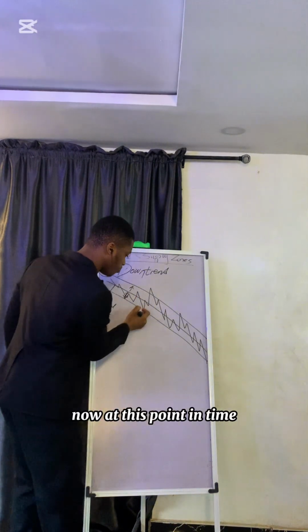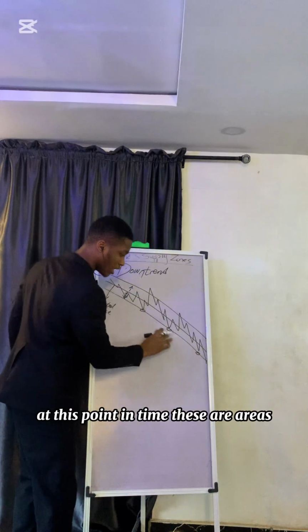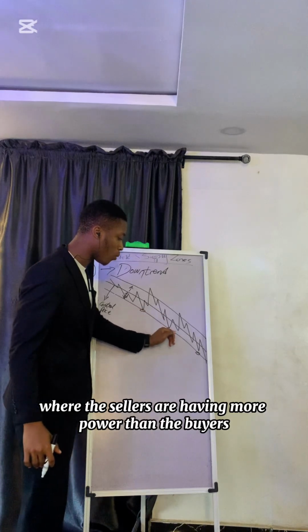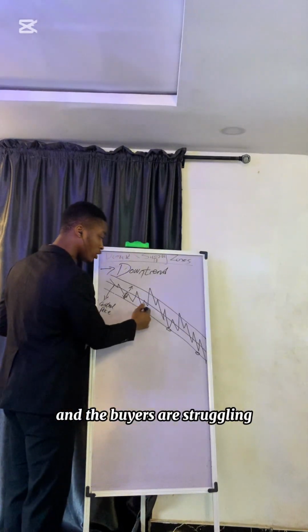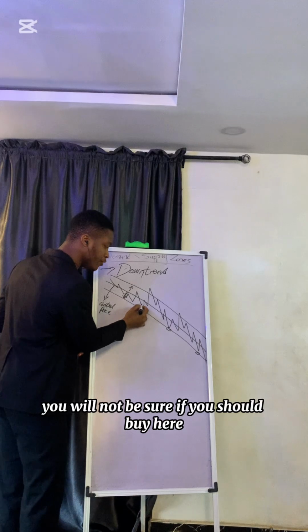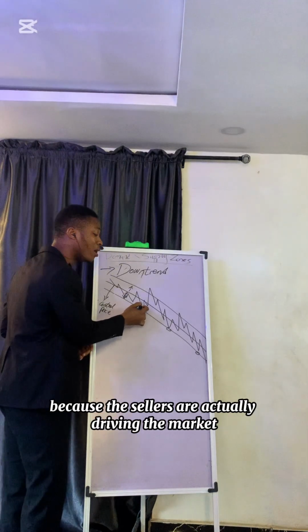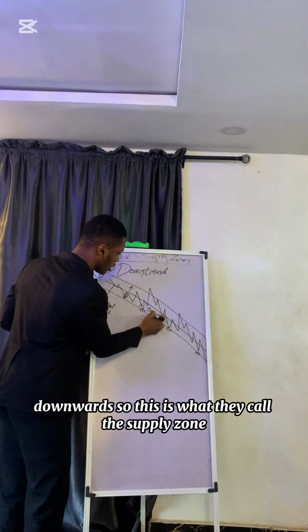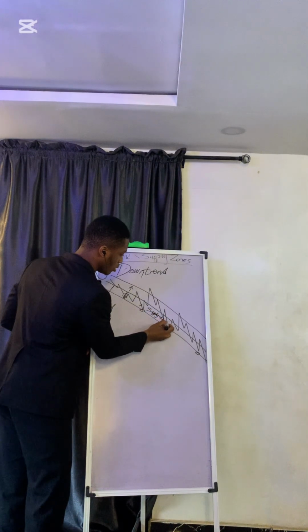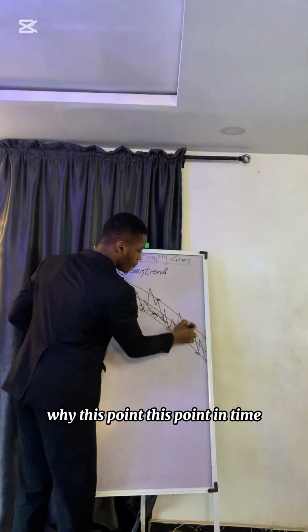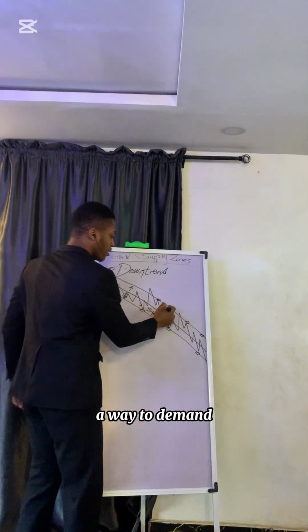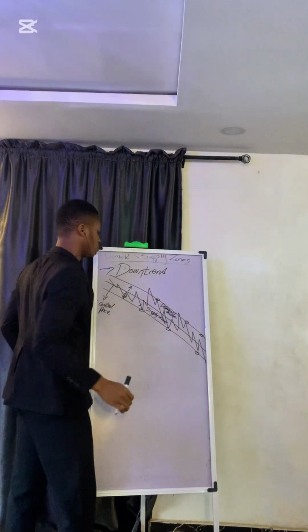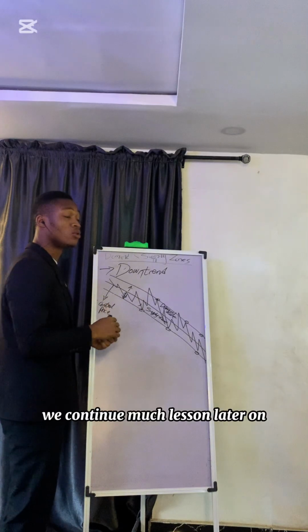At this point in time, these are areas where the sellers have more power than the buyers, and the buyers are struggling. At this point, you will not be sure if you should buy here, because the sellers are actually driving the market downwards. So this is what they call the supply zone. By this point, where the demand zone is, we'll continue much later on in the lesson.